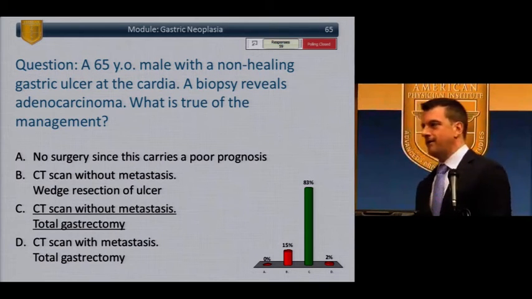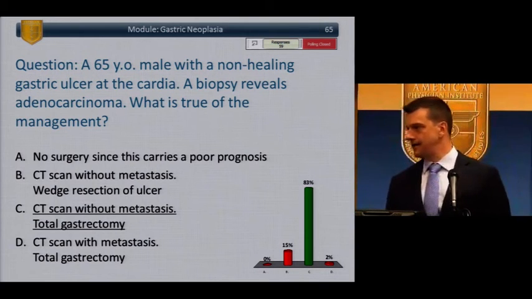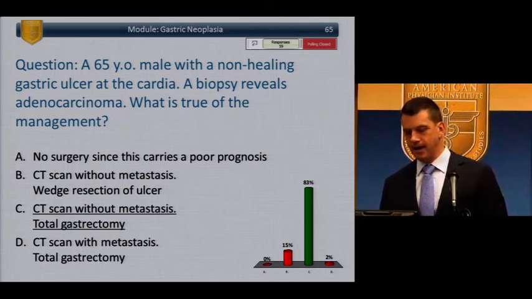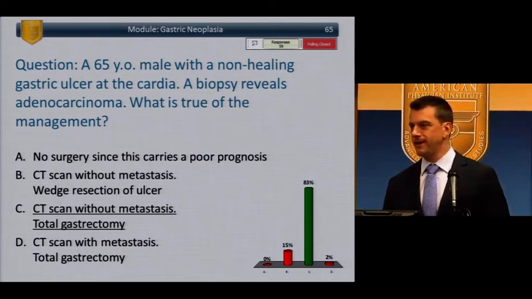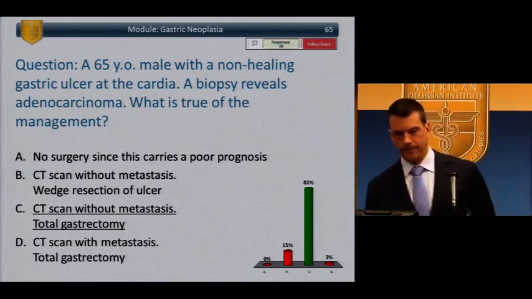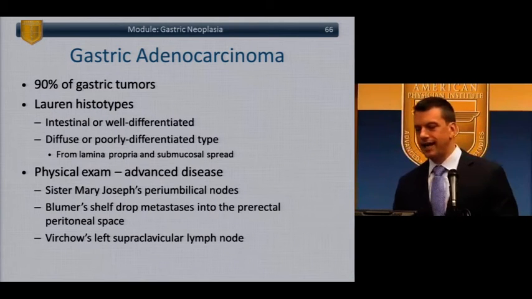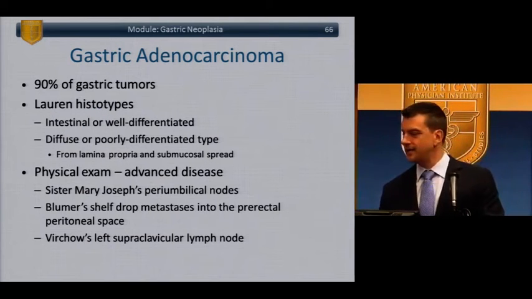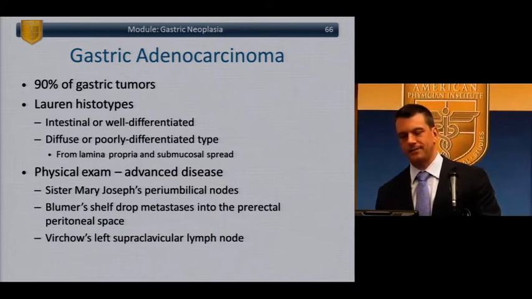That's correct. If there's no metastatic disease, the treatment needs to be total gastrectomy. We'll talk about that. Remember, these tumors may appear to be smaller, but can have up to 8 centimeters of spread throughout the stomach. So 90% are gastric adenocarcinomas. There's either intestinal or well differentiated or diffuse and poorly differentiated types.